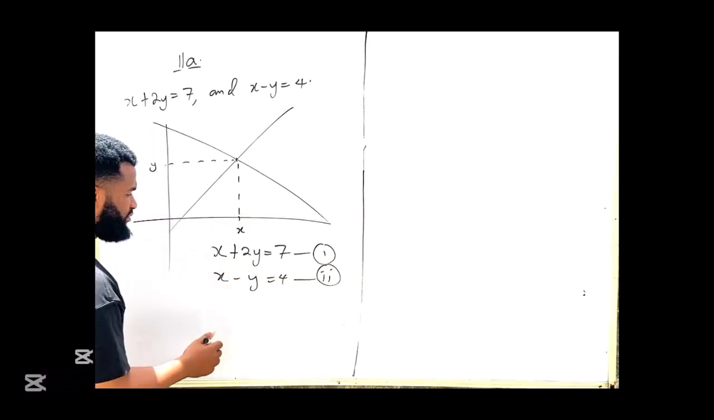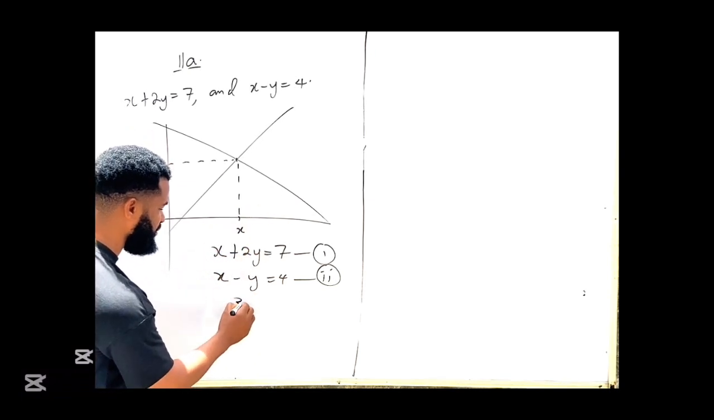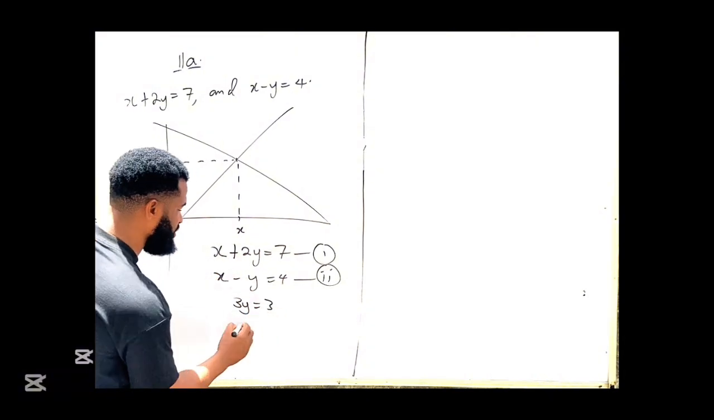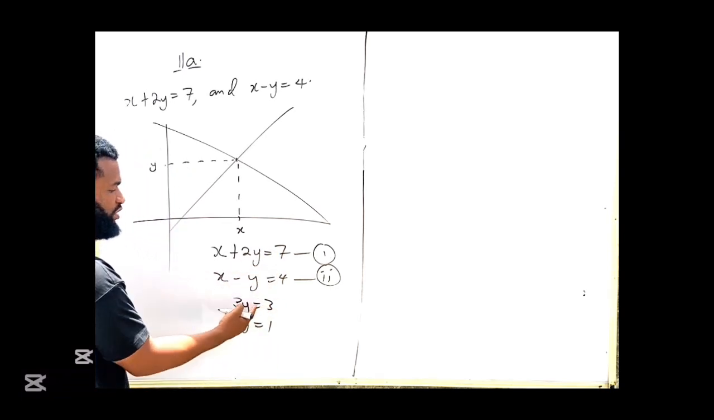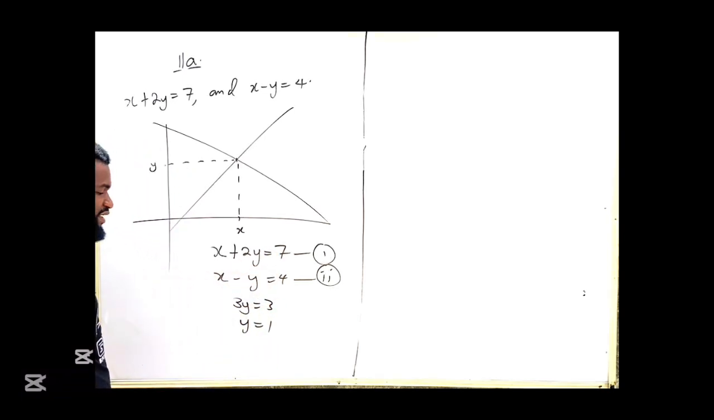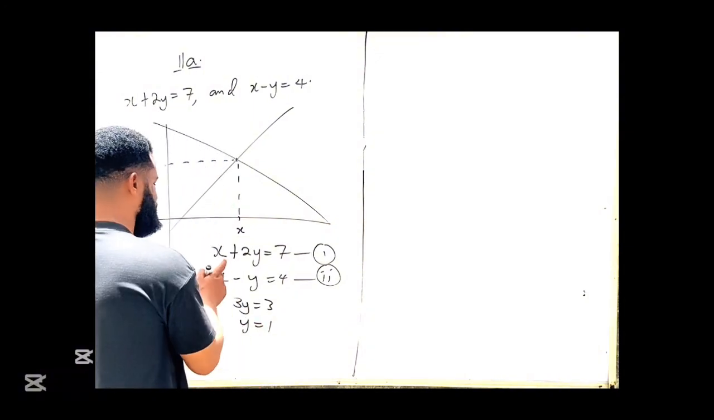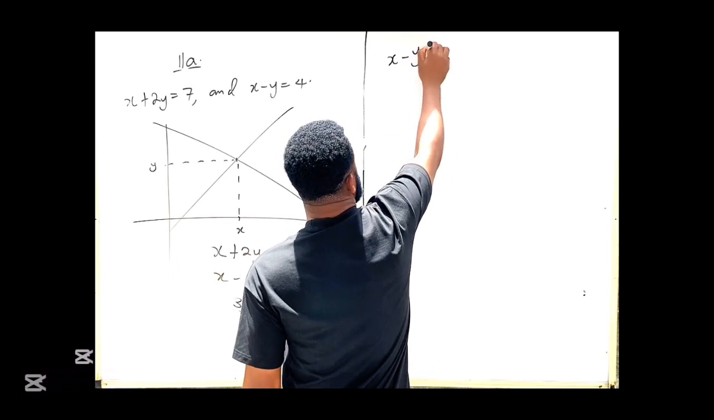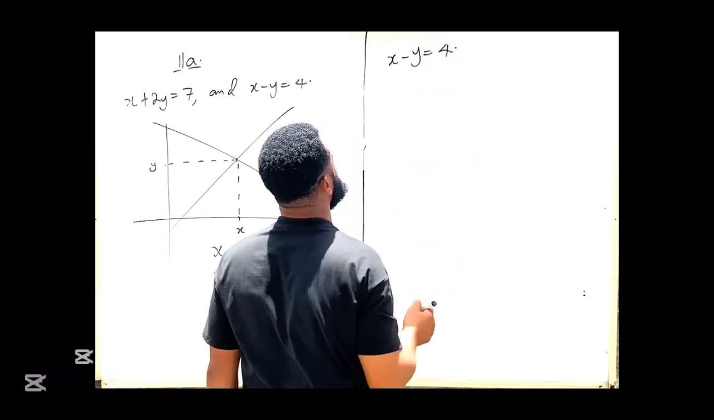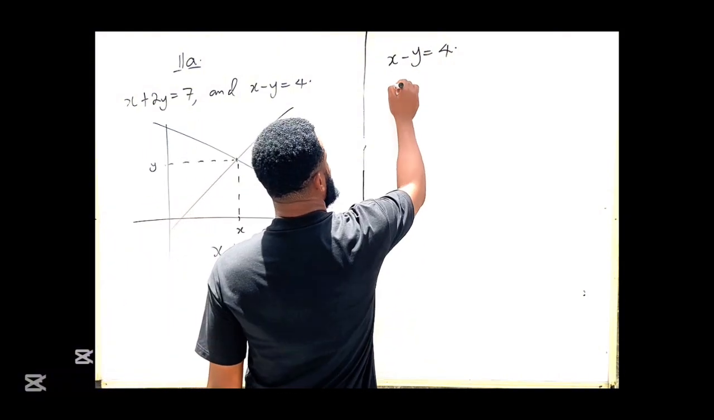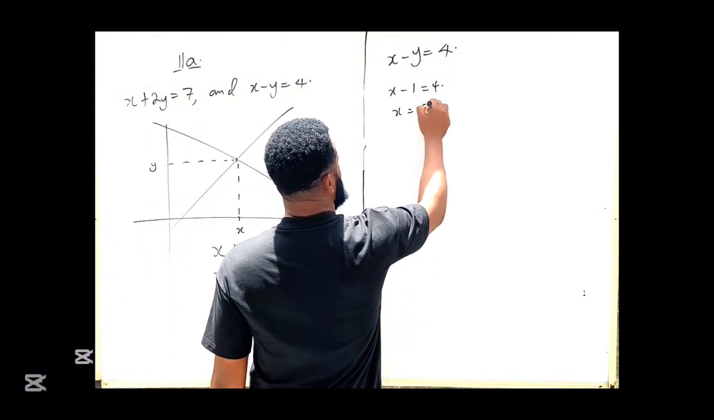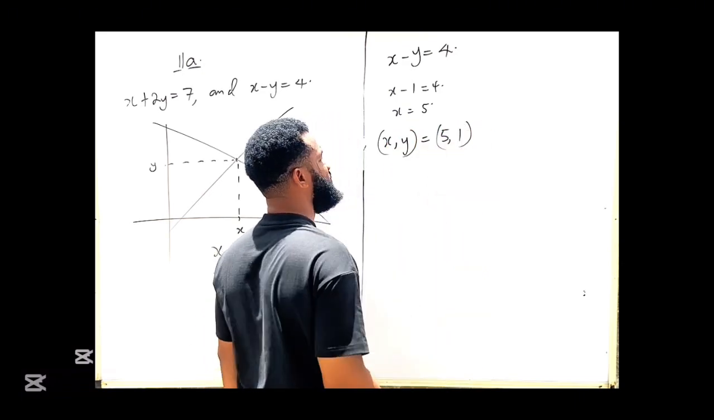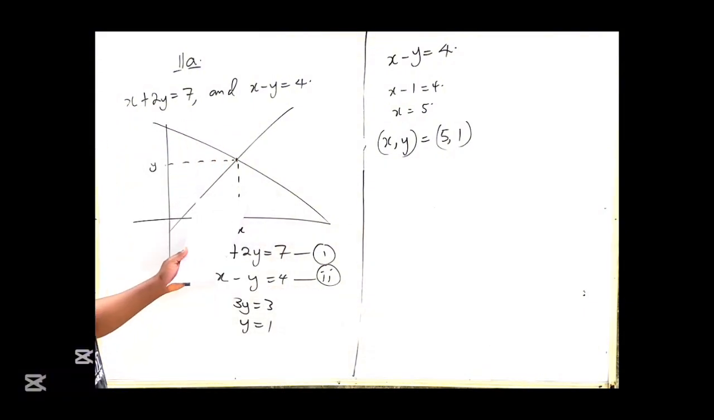x minus x is 0. Then 2y minus minus y, which is plus, gives 3y. And 7 minus 4 is 3. So 3y is equal to 3. Dividing both sides by 3, y is 1. If y is 1, then what is x? From x minus y equal to 4, x minus 1 equal to 4, therefore x is 5. So the coordinate in this case is 5, 1. This is the point of intersection of the two lines.